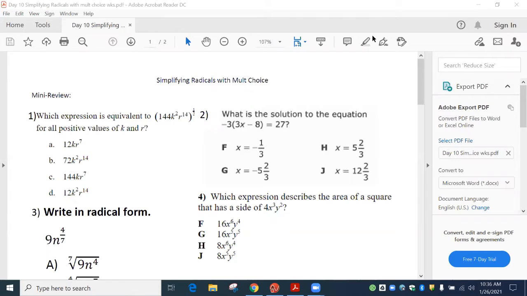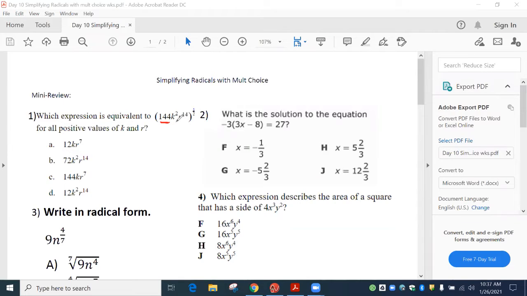So when we look at this, we do have some big numbers. So what are our big numbers here? Well, there's only one big number. What's the one big number here? Yeah, the 144, right? So that's all we're going to worry about right there.